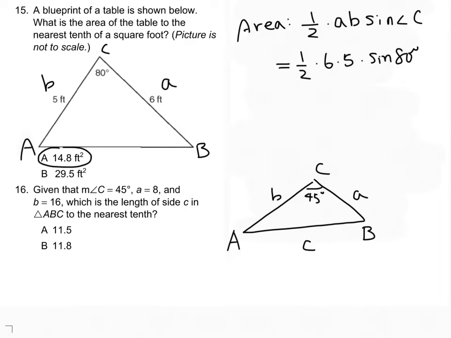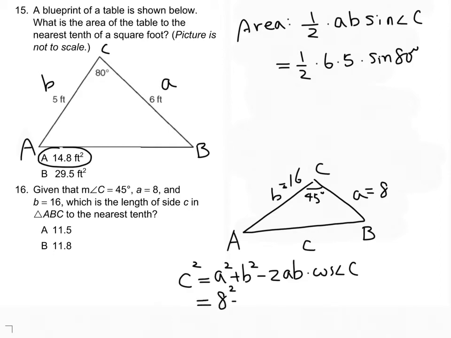So we have A equals 8, B equals 16, and angle C is 45. So what is your C going to be? So C squared equals A squared plus B squared minus 2 times A times B times cosine of angle C. So plug the numbers in with the information that you have.